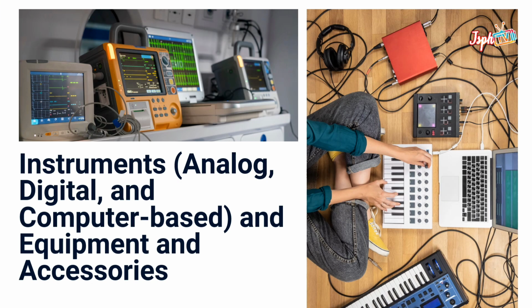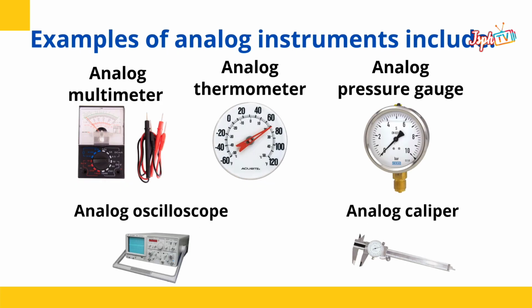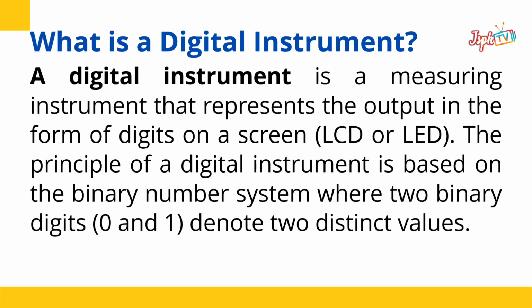Next, the instruments: analog, digital, and computer-based, and equipment and accessories. What is an analog instrument? An analog instrument shows the measurement result either in a wave or by the deflection of a pointer on an analog scale. Examples of analog instruments include analog multimeter, analog thermometer, analog pressure gauge, analog oscilloscope, and analog caliper.